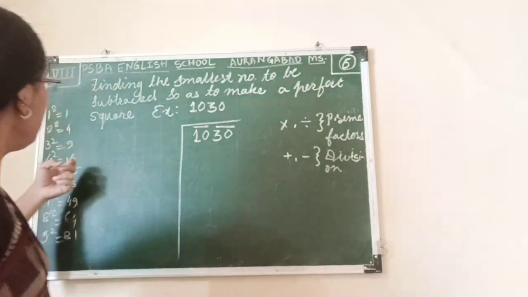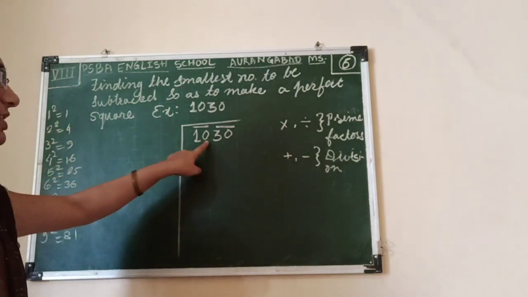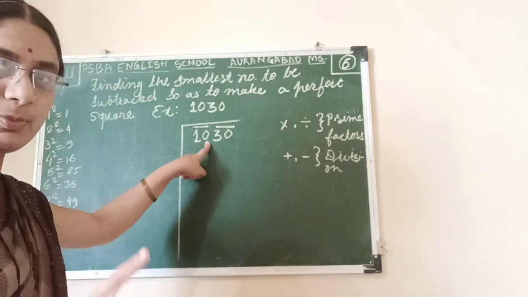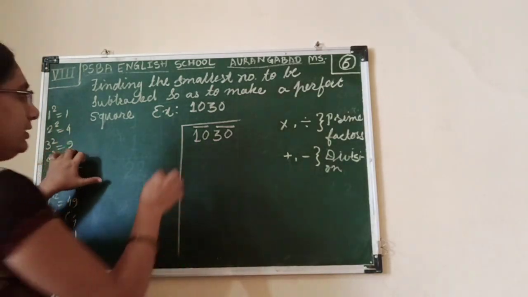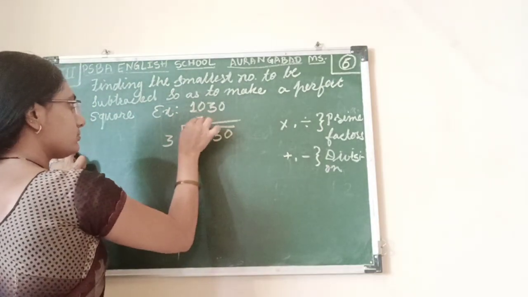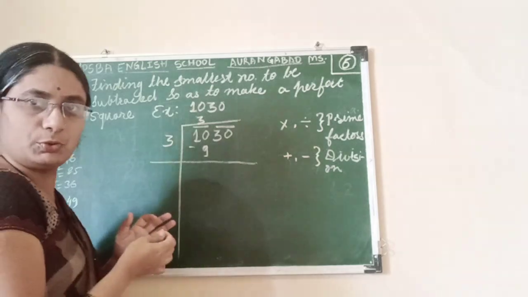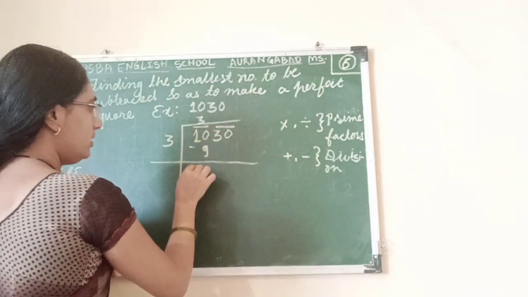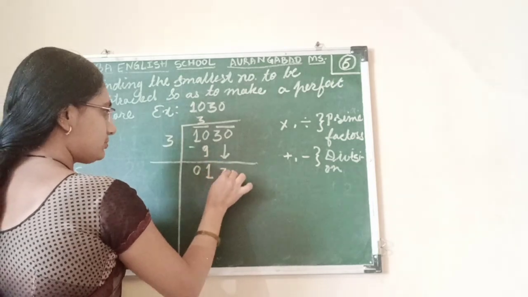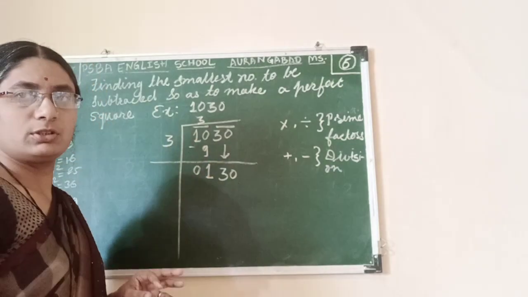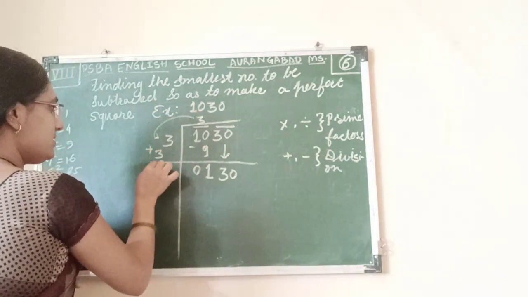Now let us check which perfect square is near about 10. Okay, as 10 is not a perfect square, that we know, 3 3s are 9. This is a nearer number to it. Fine. Then remainder is 1. This 30 will come down. Okay. Now this 3 plus 3, that is 6.